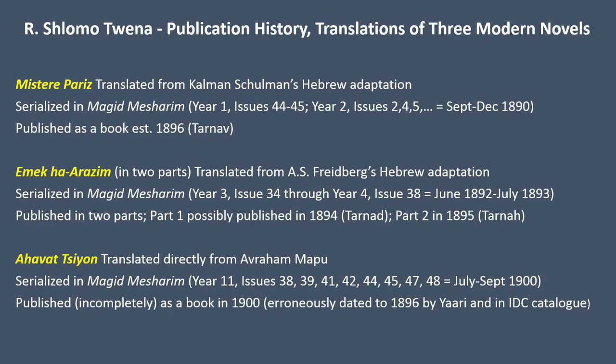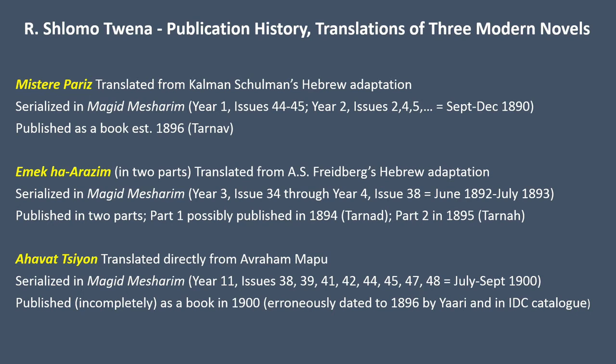And his three most significant literary translations, at least from my viewpoint, what I'm really interested in, are these three in particular: The Mysteries of Paris, or Mystères de Paris, in Hebrew and Judeo-Arabic, which he serialized in Magid Mesharim from September to December of 1890, and then published as a book 6 years later in 1896. The second one is The Veil of Cedars, or in Hebrew, Emek HaArazim, which he serialized in 1892 and 1893 and published as a book in 2 volumes, 1894, 1895.